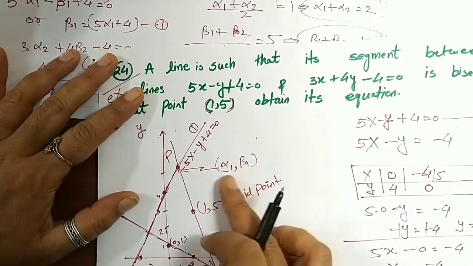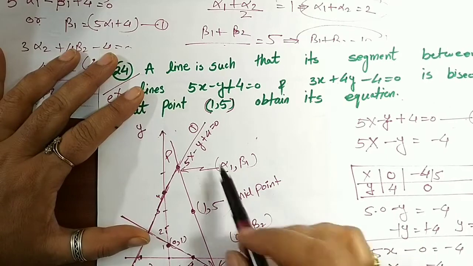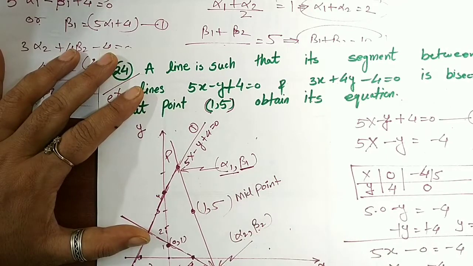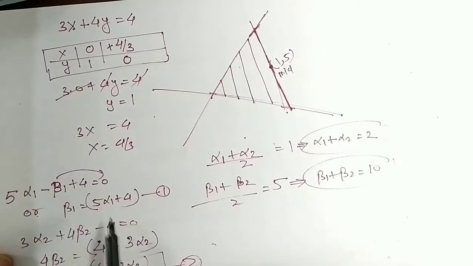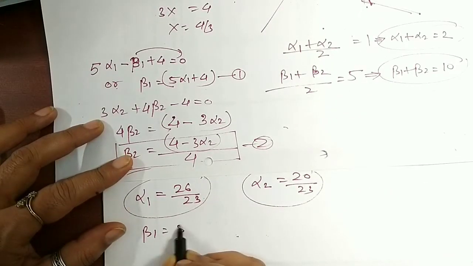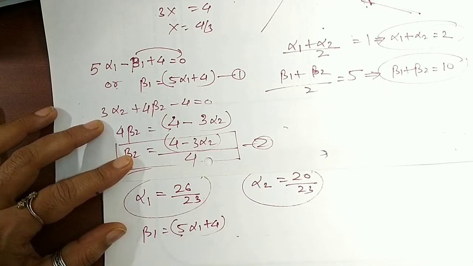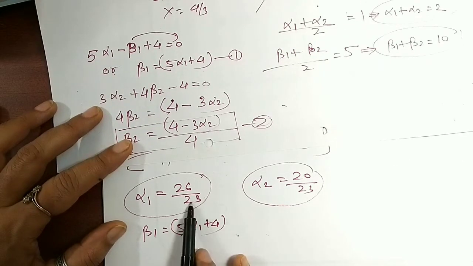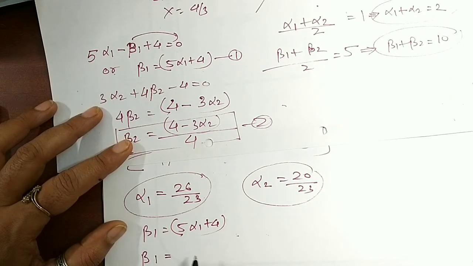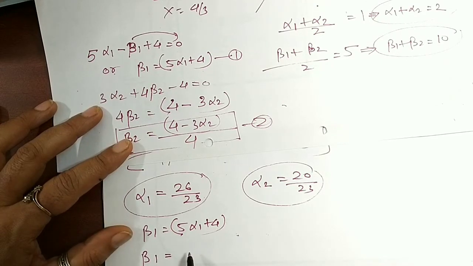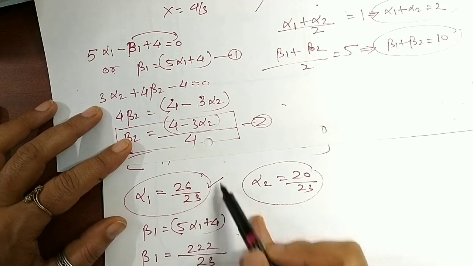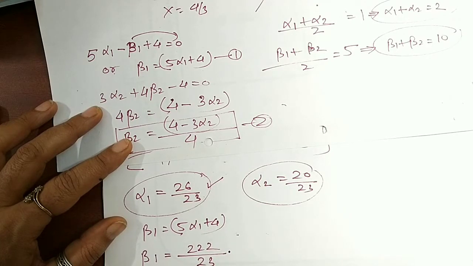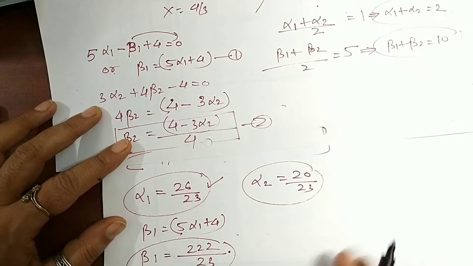alpha 1, beta 1 is 1 point. Alpha 1 and alpha 2 alone are not going to help. We need alpha 1 and beta 1. So we need beta 1 also. So it's fine, we know the value of beta 1. Beta 1 is 5 alpha 1 plus 4. So I will put the value here and, guys, beta 1 I am getting is 222 by 23.